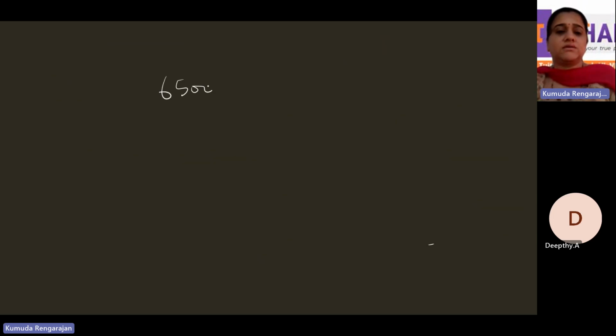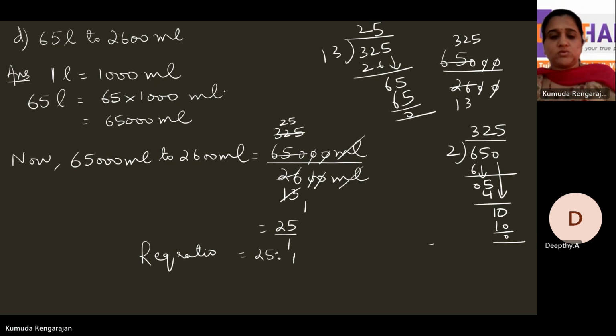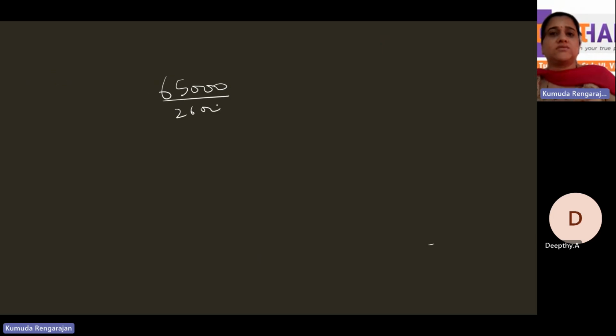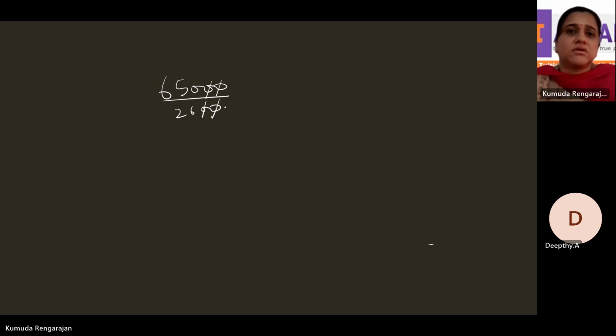We'll start like this. 65,000 divided by 2,600. You tell me, as you say, I'll do it. Now, tell me, we'll cancel the zeros. Then after that, by 2. Okay, so you'll get 13, correct? Then 650 by 2 is 325. I showed you the division, 325.